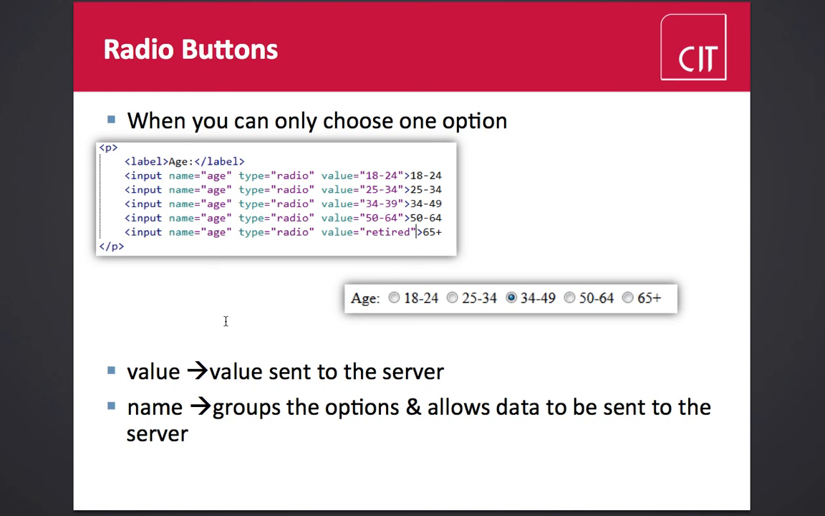So when you have a set of radio buttons, only one of them can be selected. So this part here, 18 to 24, is what's displayed on the page. However, what's inside value is what gets sent to the server as what was clicked on. So for 65 plus there, it doesn't send off 65 plus. It sends off to the server retired.